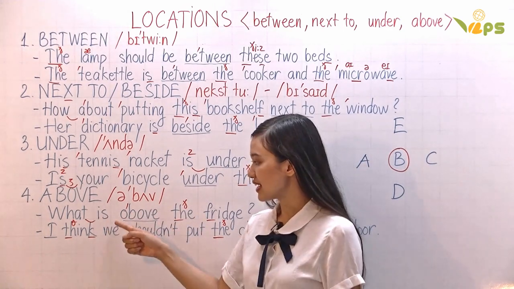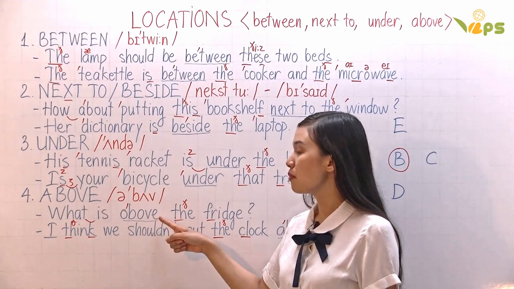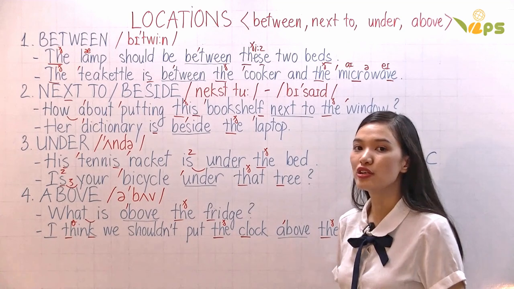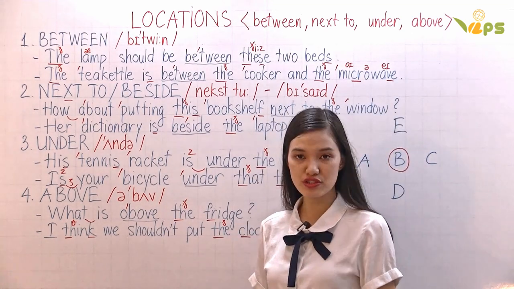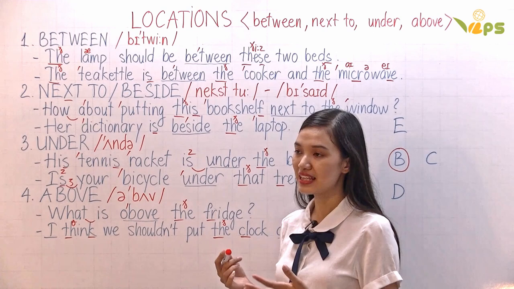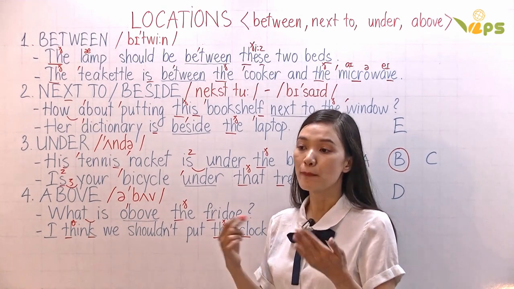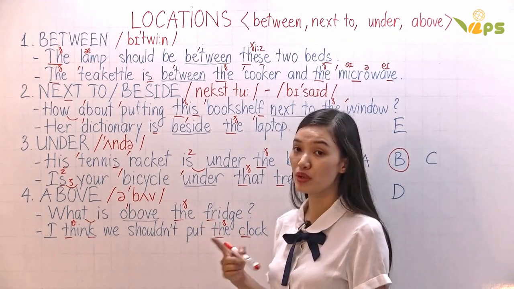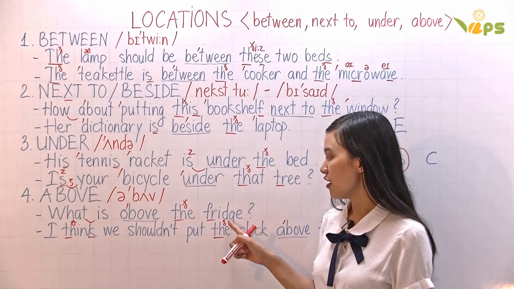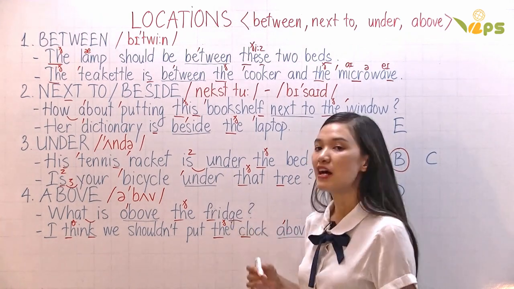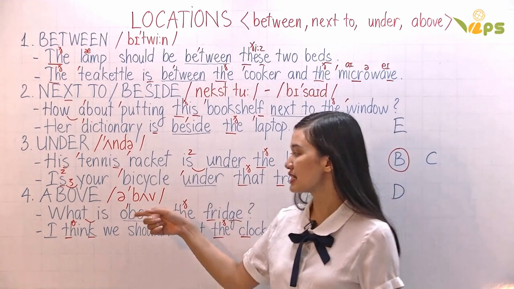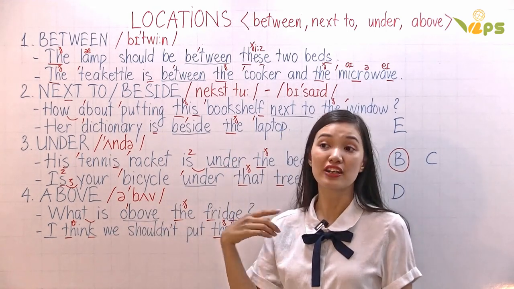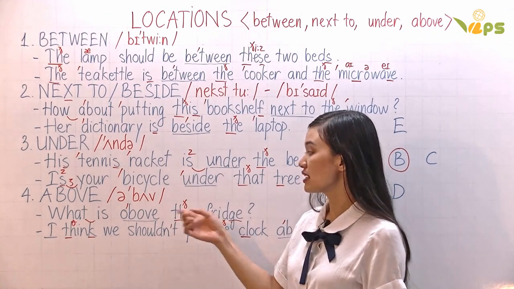Above. What is above the fridge? You know, the fridge or the refrigerator, the equipment for you to put food in to keep the food cold or keep it fresh, okay? Fridge, or refrigerator. What is above the fridge? I see something that is above the fridge, but I don't know what it is, so I have to ask: what is above the fridge?